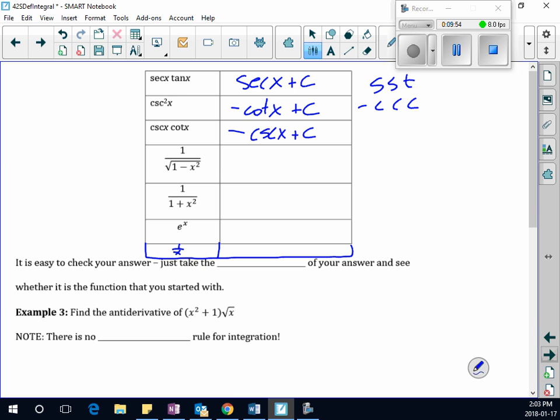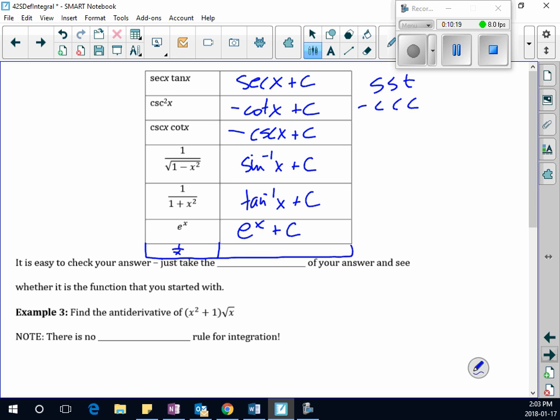Okay, who remembers this one? This is inverse sine of x. Does anybody remember the next one? Inverse tan of x. You notice I didn't give you all the other ones. These are the most common ones. And how about e to the power x? The derivative is itself, right? E to the power x plus c.